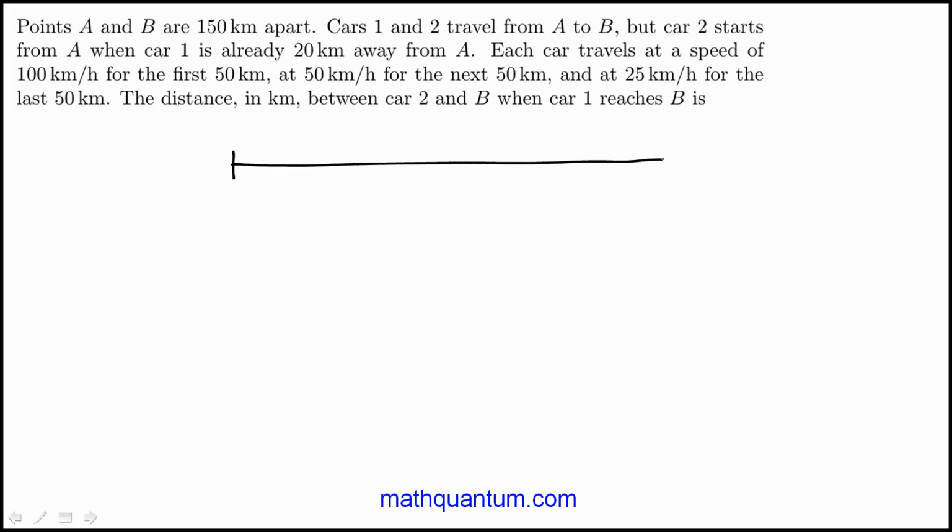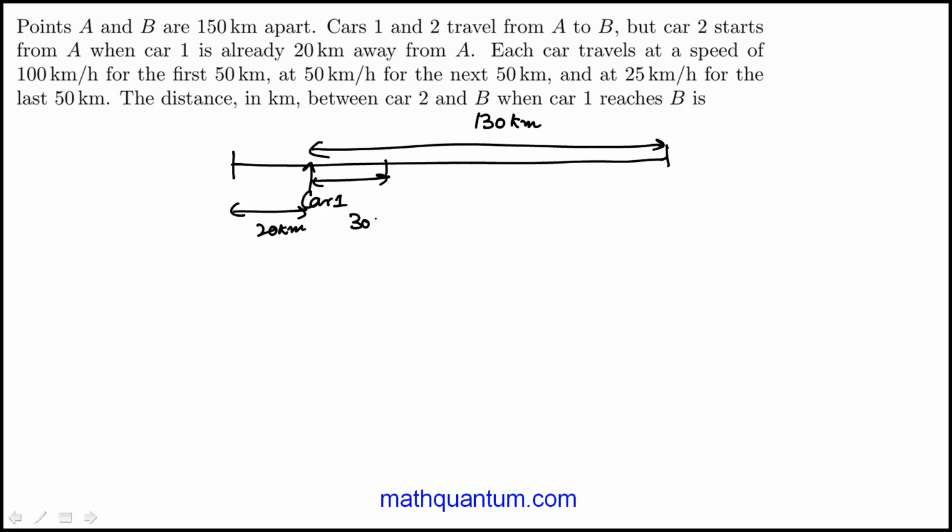So here, the first thing I'll do is to figure out car 1, which is already 20 kilometers here. How much time does it take to do this remaining 130 kilometers? So we know that in the first 50 kilometers, we have 30 more left here, 30 kilometers. And if it's going at 100 kilometers per hour, it would take 30 over 100 or 0.3 hours.